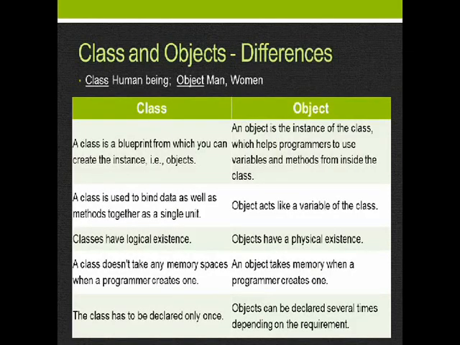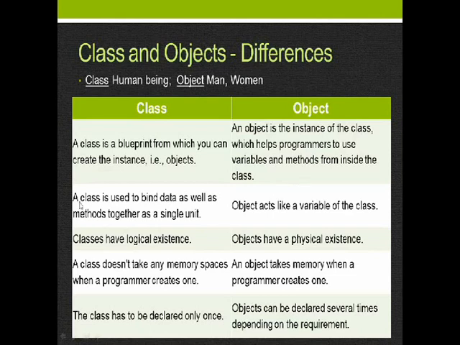Classes and objects. There are some differences between classes and objects. Let us consider the example we depicted before. Class is human being and objects are man and woman. A class is a blueprint from which we can create the instance, as for example, objects. Whereas an object is the instance of the class, which helps programmers to use variables and methods from inside the class.